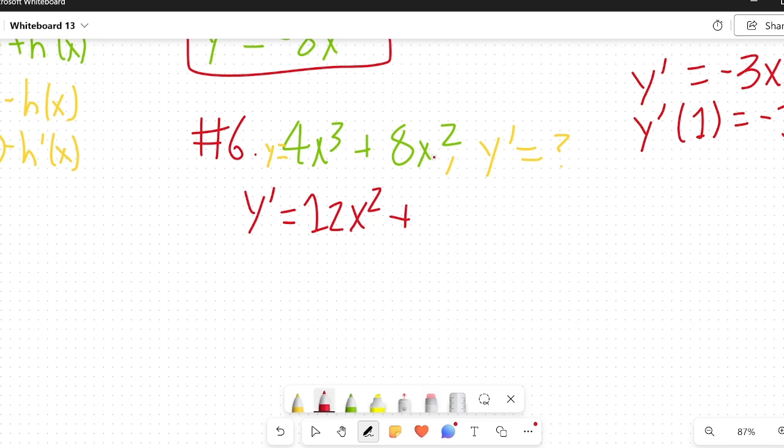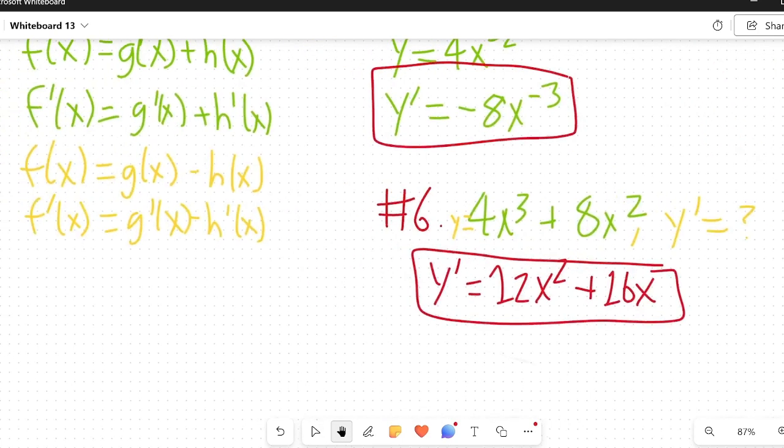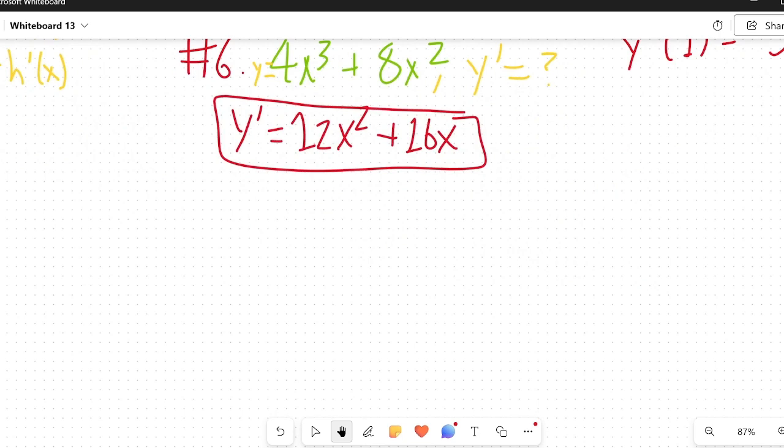So now if we take the derivative of 8x squared, we bring the 2 out in front, it's going to be a 16, right? Reduce the power of x squared by 1, so it's going to be x now, right? So we have found the derivative. Let's actually do a second one, and we'll do this one with difference rules. So problem number 7, right?